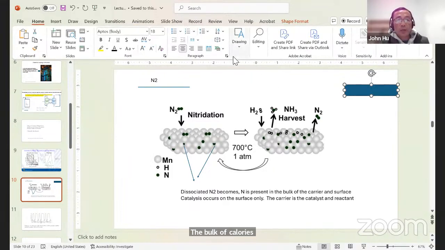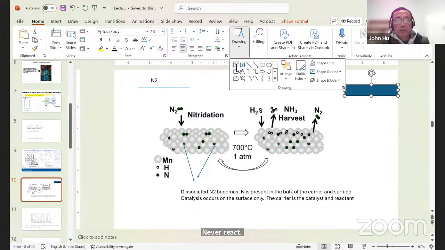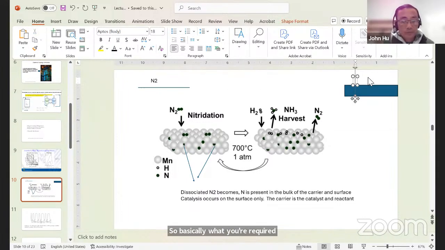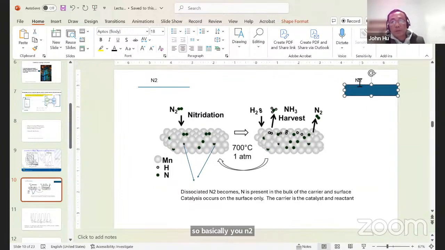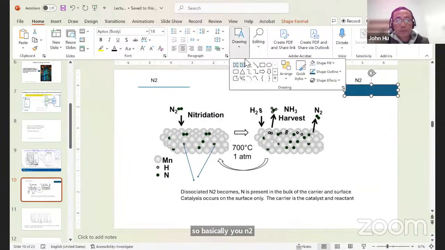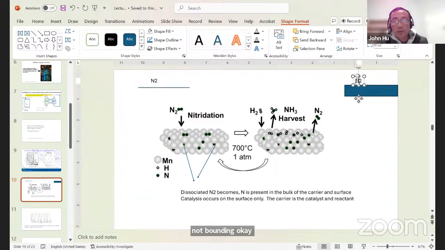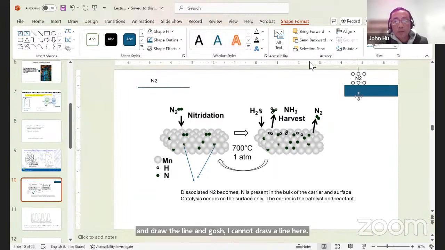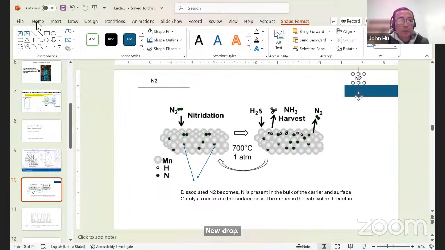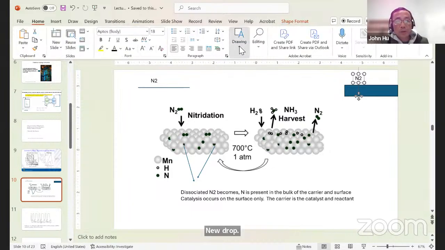So basically your N2 is on the surface. It's called adsorption, not bonding. I'm drawing the line. I cannot draw the line here, let me leave that. So it's called adsorption on the surface.